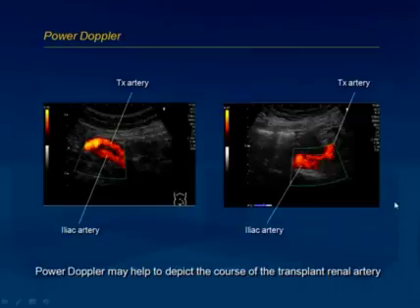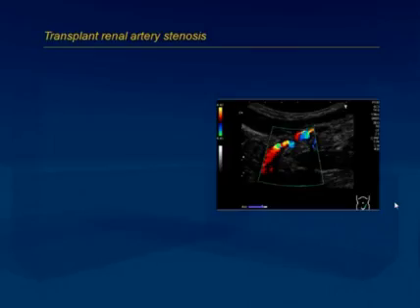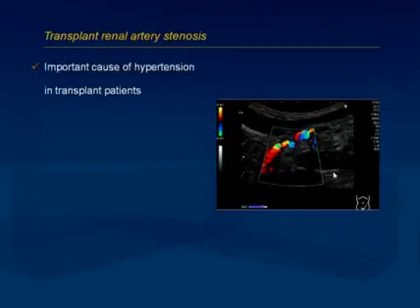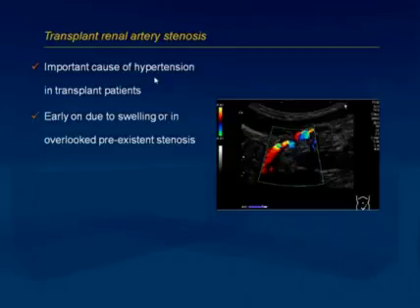So to remember, whenever it's difficult to find the course of the transplant artery, especially in obese patients, power Doppler may help. Transplant renal artery stenosis, a few words on that, although as I said before, that is advanced renal transplant ultrasound and needs a lot of experience. Transplant renal artery stenosis is an important cause of hypertension in transplant patients, and therefore it is worthwhile to check for it in almost every transplant patient.